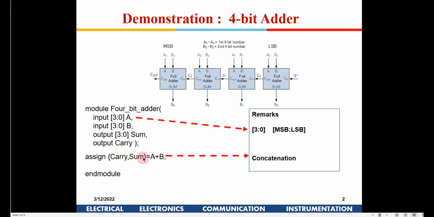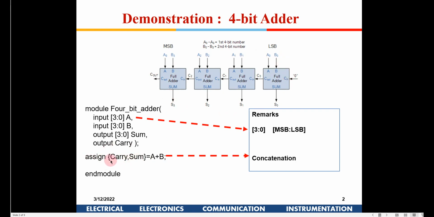Now concatenation means whenever you put things in curly brackets, it will take this entire thing as a single data. For example, if I am doing 4-bit addition, A is 4-bit and B is 4-bit, so the net result will be 5-bit. Now if I write concatenation carry comma sum, carry is 1-bit and sum is 4-bit, so this is 5-bit total together. So when I write A plus B with a single command like this, automatically it will implement this entire circuit as it is here.